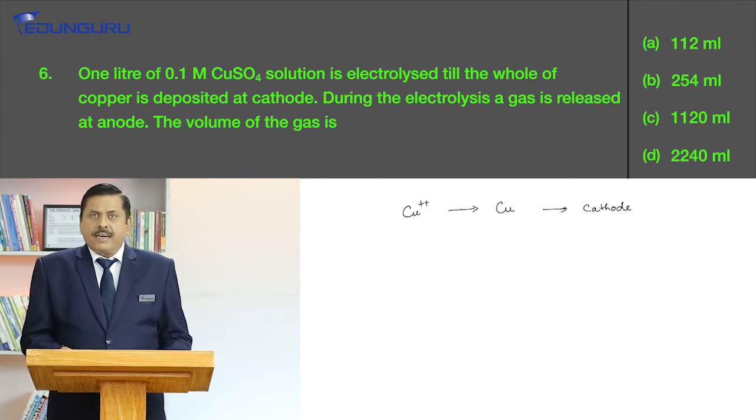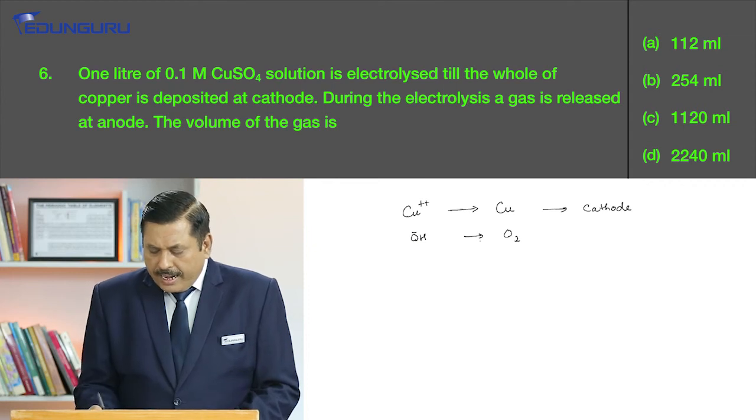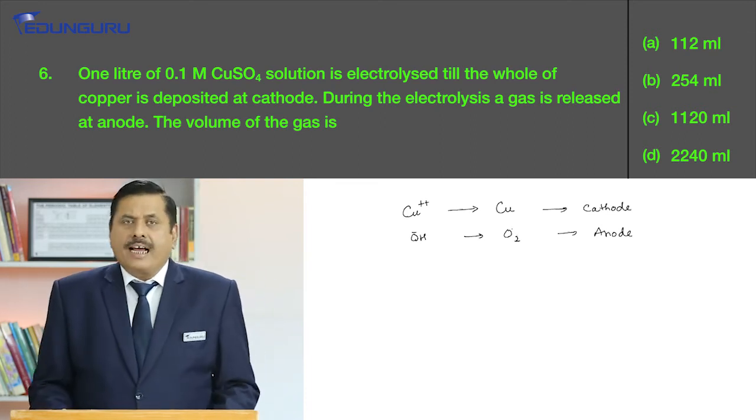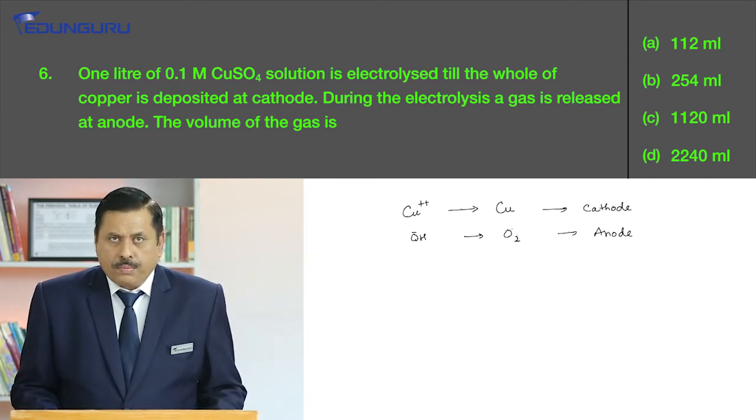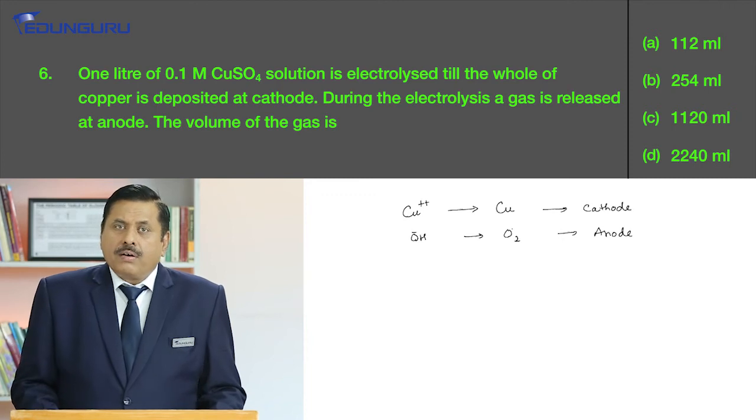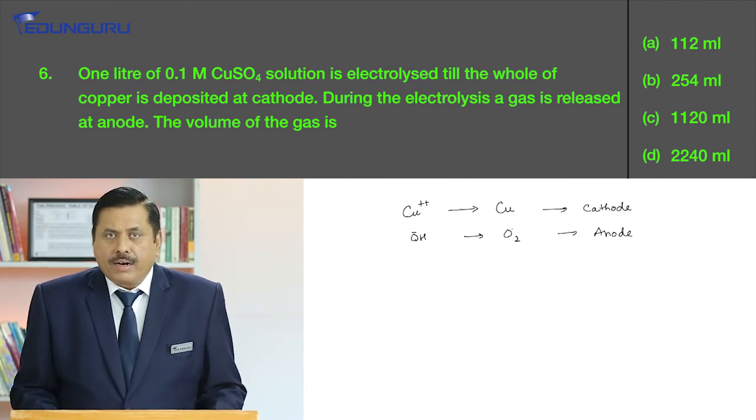Now what has happened at the anode? OH minus is oxidized to O2, and this O2 gas has evolved at the anode. However, our question was not which gas was evolved. We are supposed to calculate the volume of the gas evolved at 273 Kelvin and 1 atm pressure.